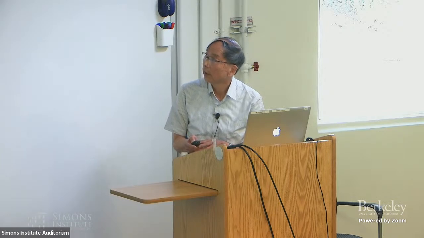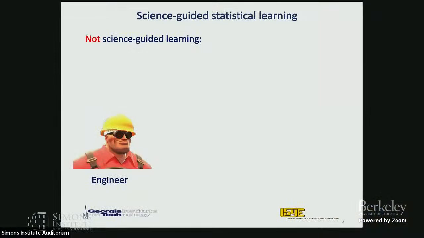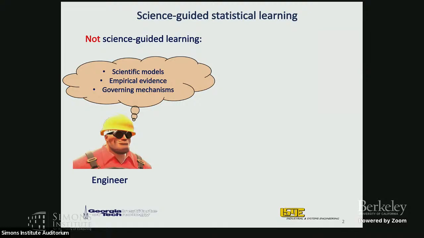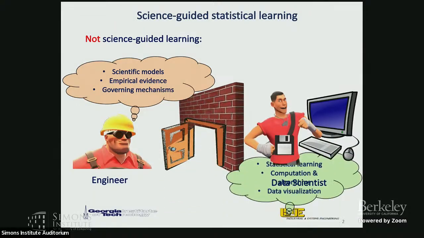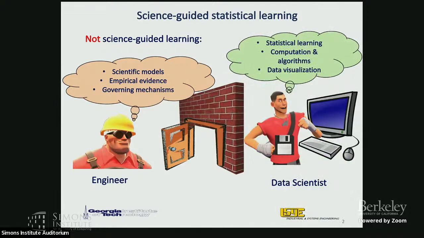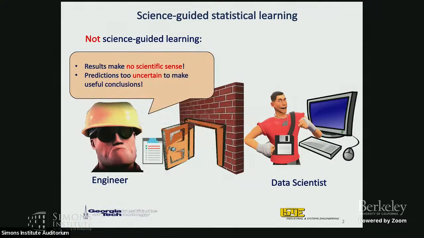Okay, so what is science-guided statistical learning? Say an engineer or scientist has some ideas about scientific models, some empirical evidence, mostly experimental but sometimes observational, field observation like in geology. They also know the governing mechanism. So they give the data to the data scientists. But this data scientist, before he or she was enlightened, would just do all the stuff we know: learning, computation, algorithm, data visualization, and then send the result back. But you can see the engineer was not very happy. The result makes no scientific sense. Prediction too uncertain. I should point out, usually statisticians like to say mean square error of prediction, but another very important thing is if your result makes no sense, which is worse. That's a capital crime.